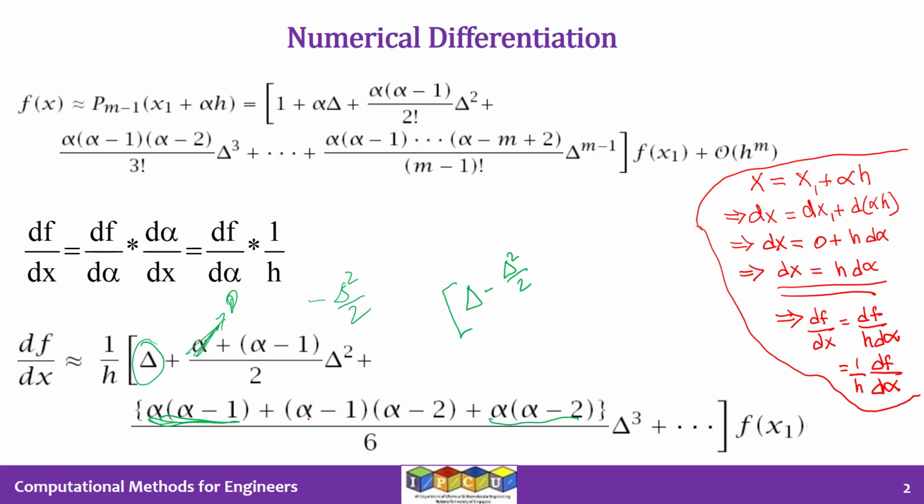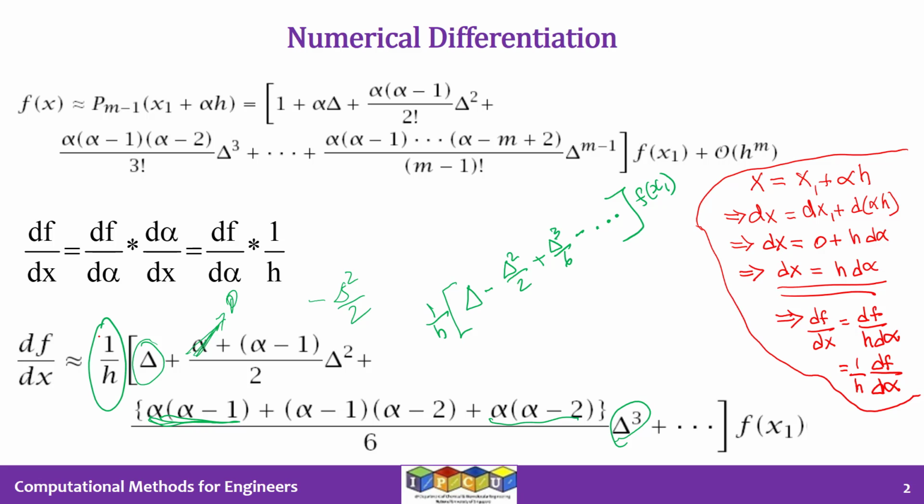But this term will contribute 0 minus 1 multiplied by 0 minus 2, which is going to be 2. Minus 1 times minus 2 is 2. 2 by 6 is 1/3. That multiplies with delta cube. So plus delta cube by 6. Then minus and so on. So this will keep going forever. Times f of x1. And you're going to have a 1 by h.